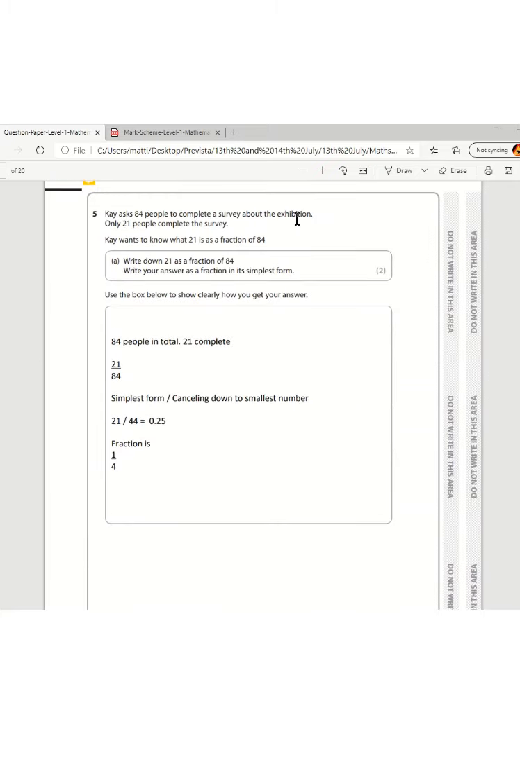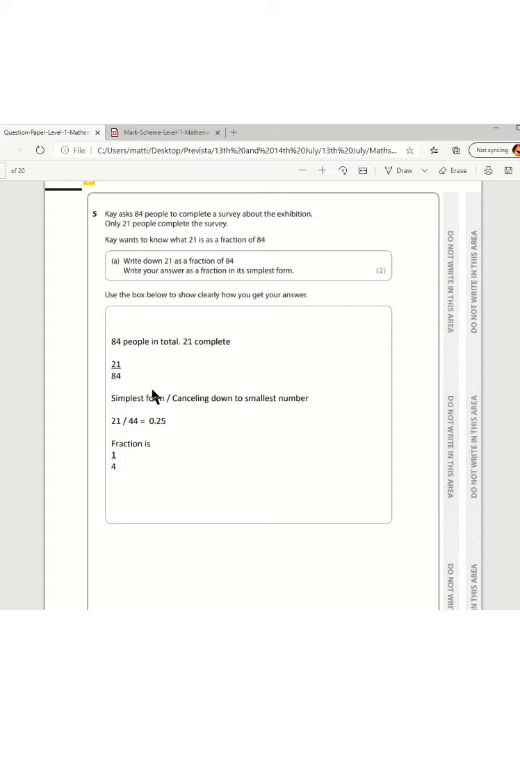Kay asked 84 people to complete a survey about the exhibition. 21 people completed the survey. Kay wants to know what fraction of 84 is 21. Okay, simplest form: 84 people in total, 21 completed. You put 21 over 84.